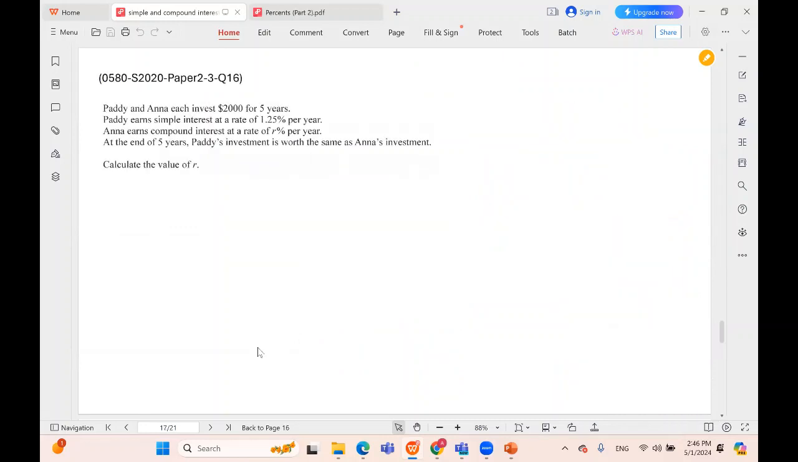Paddy and Anna each invest 2,000 for 5 years. Paddy earns simple interest, Anna earns compound interest. At the end of 5 years, Paddy's investment is worth the same as Anna's investment. So in this case, F simple is the same as F compound. So let's calculate Fs and Fc separately.